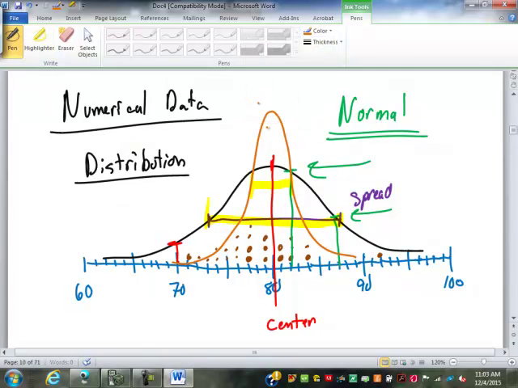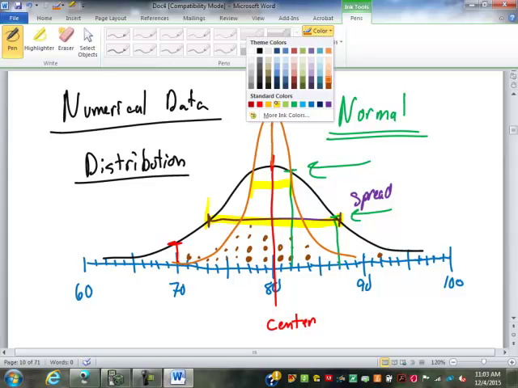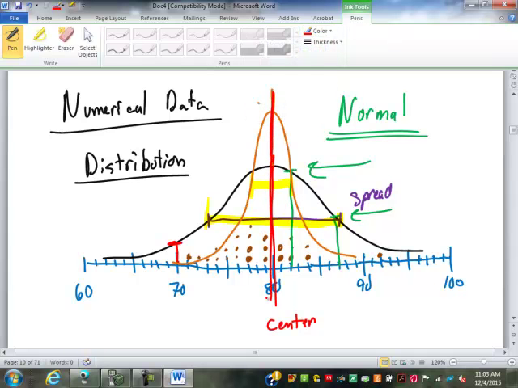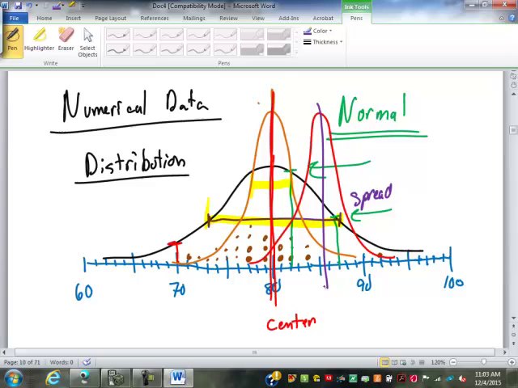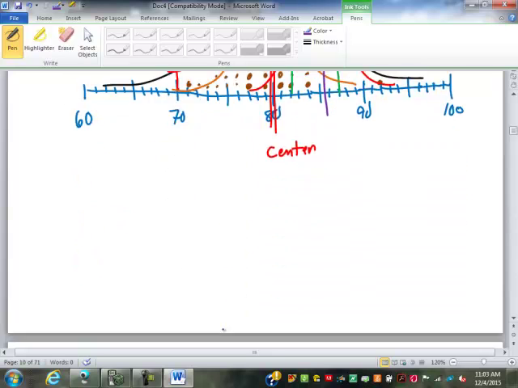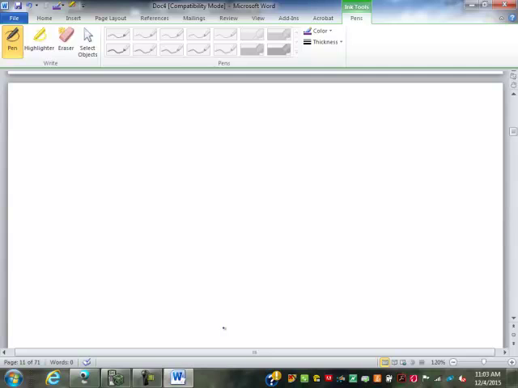However, the center is exactly the same. They both have the same center. I could draw another curve here. Has approximately the same spread as the brown curve, but its center is different. Now its center is moved up here. Does that make sense? So if we can adequately describe the center and spread of a curve, we can do a pretty good job of summarizing it. So let's talk about describing the center first.